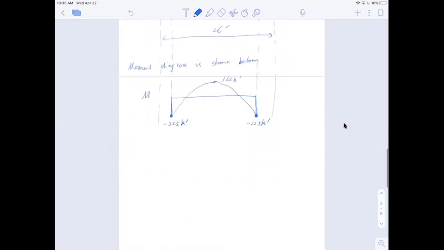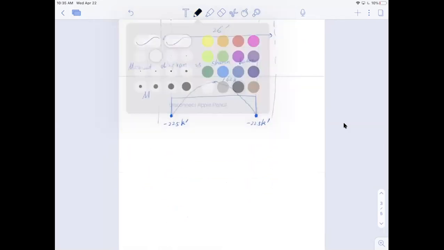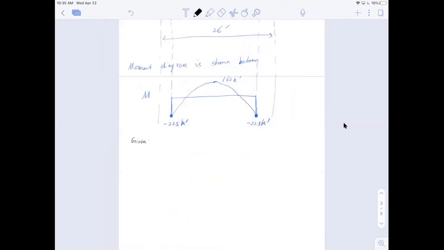Then I have some parameters. Given f prime c is 4 ksi, fy is 60 ksi. The dead load is already given as 1.65 kips per linear foot, and the live load is 3.3 kips per linear foot. Let me note here that 20% of that is sustained.